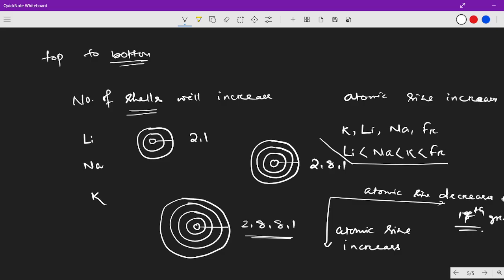Now next, move on to metallic and non-metallic character. First of all, let's understand metallic character. Metallic character means definitely we're talking about metal, right? Metal is one which loses electrons.